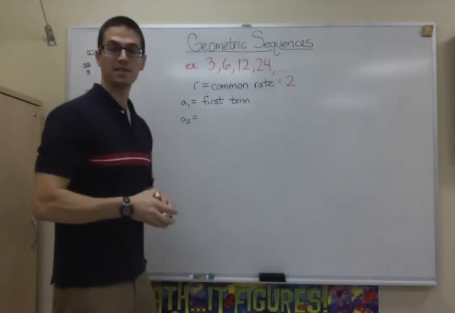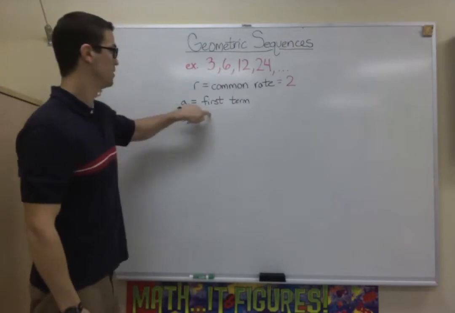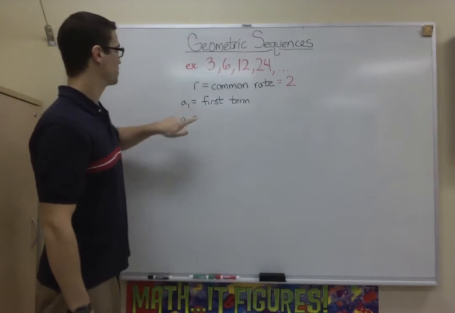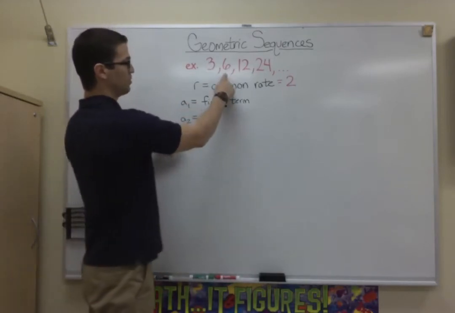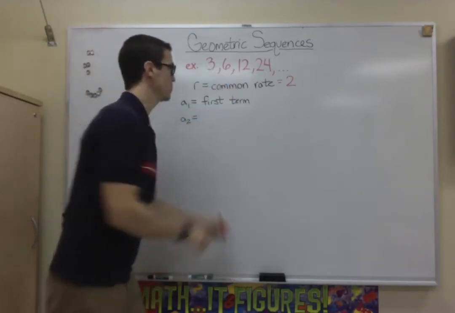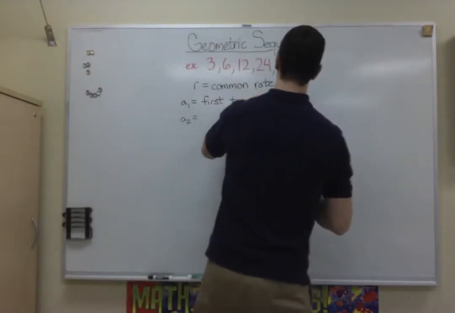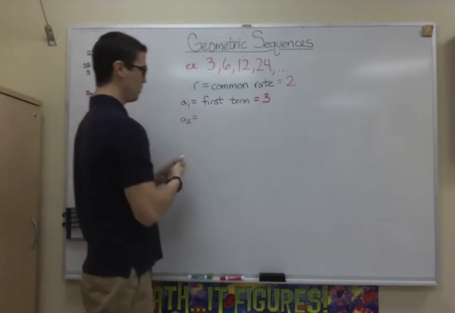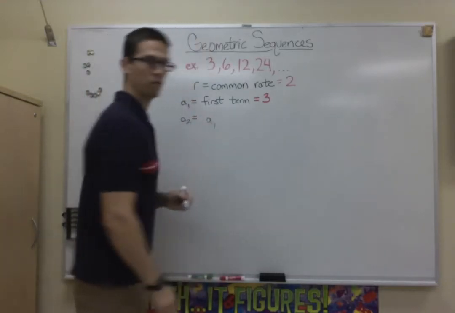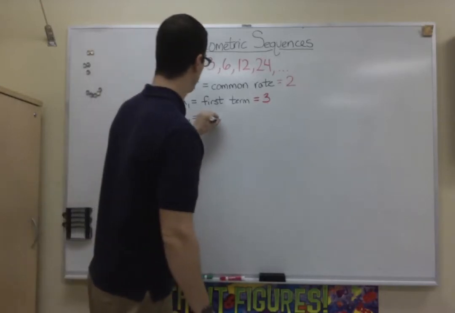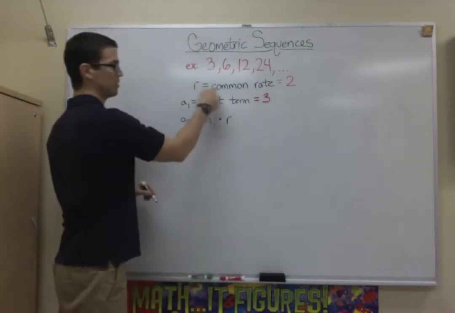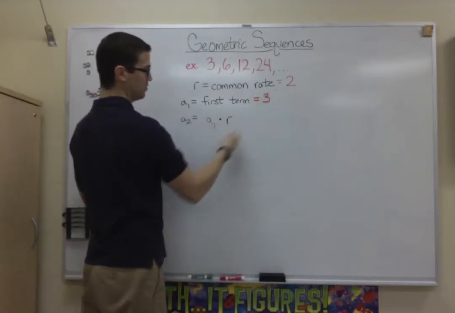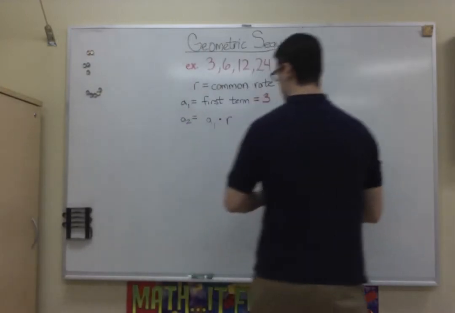As we did with arithmetic sequences, we're going to use A1 for our first term, A2 for our second term, and so on. So A1 is our first term, which is 3. To calculate A2, which would be the 6 here, you would just take whatever A1 is and multiply it by r, our common rate of 2. So as you can see, A1, which is 3, times the common rate r, which is 2, would be equal to 6.